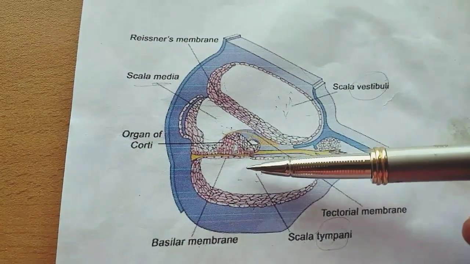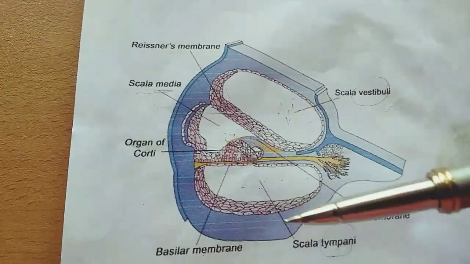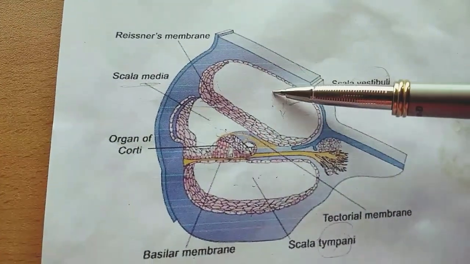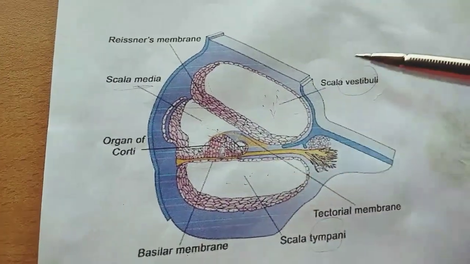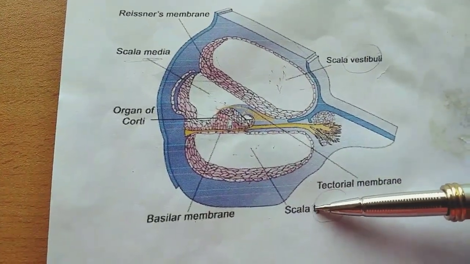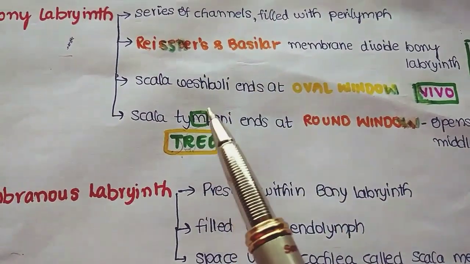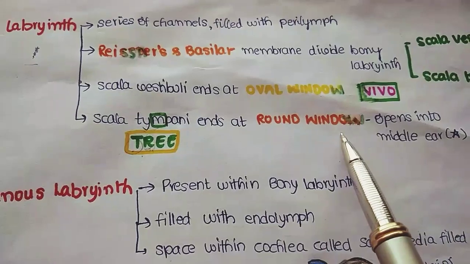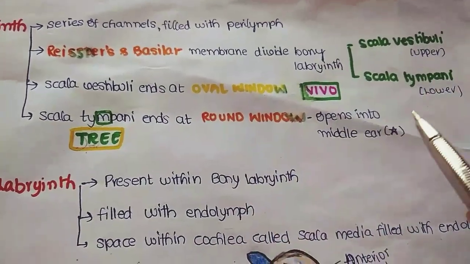This is Reissner's membrane and this is the basilar membrane. These membranes divide the bony labyrinth into the upper part scala vestibuli and the lower part scala tympani. V is the upper part and T is the lower part. Scala vestibuli ends at the oval window and the scala tympani terminates at the round window. And this round window opens into the middle ear.